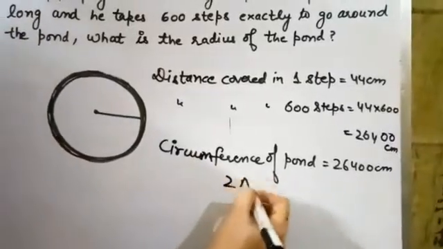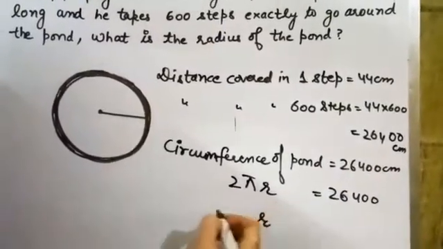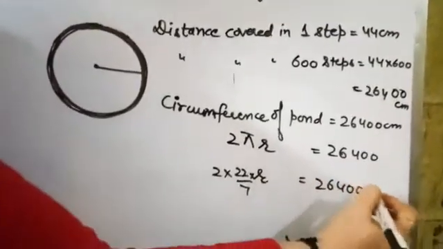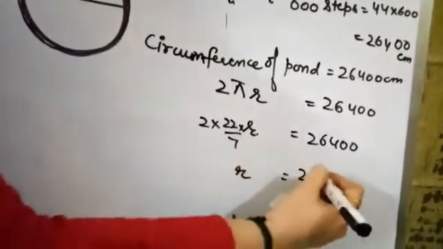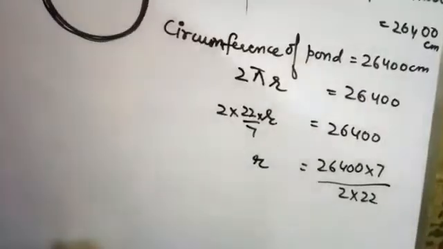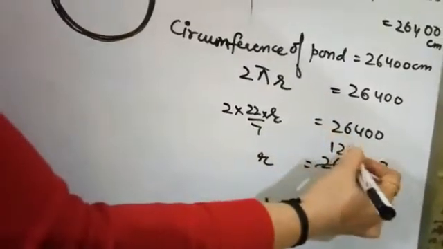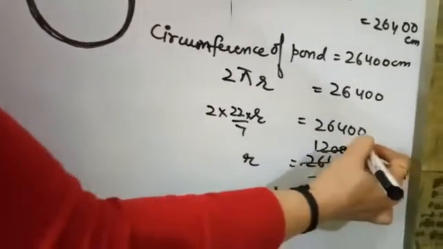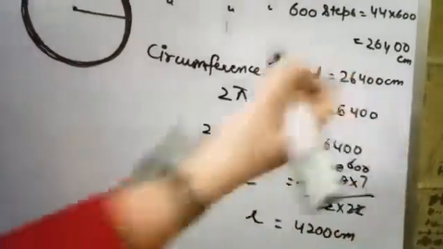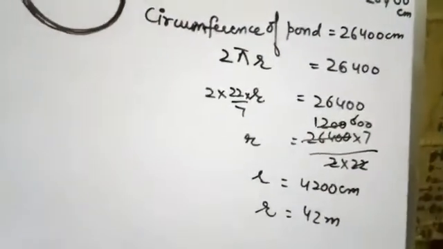So that is equal to 2 pi r. Now 2 into value of pi is 22 by 7 into r equals 26,400. To find r, we'll take the constant on RHS. 2 into 22, I'm going to cut it. 21 ones are 21, 22, 4, 1200, 600, 1200 by 2, that is 600, and this is 4200 centimeter. And if you want to give the answer in meter, that is 42 meter. This is the radius of the pond.